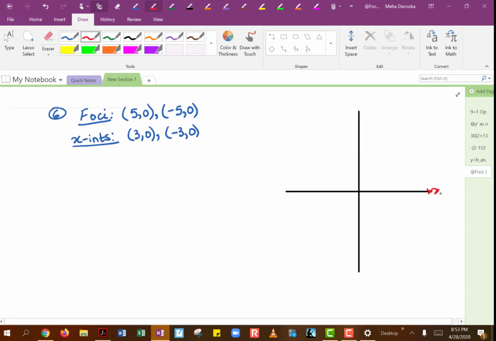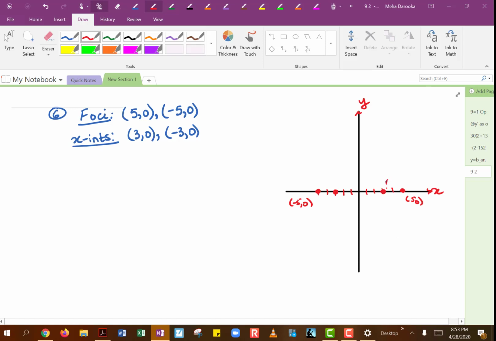Alright, so they're telling us the foci are on the x-axis, at negative 5, 0 and positive 5, 0. This is the foci, which is on the x-axis. And then you have x-intercepts at (3, 0) and (negative 3, 0).